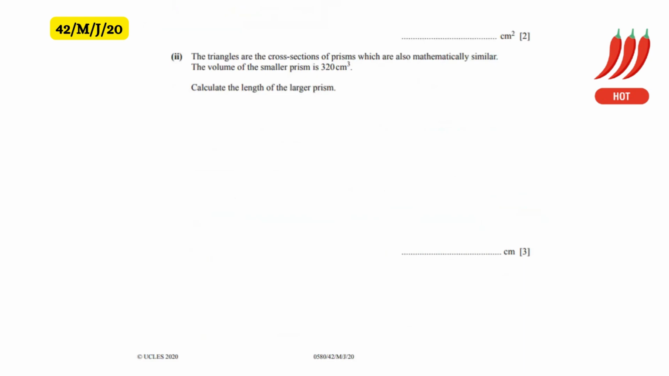Then it says the triangles are the cross sections of prisms which are also mathematically similar. The volume of the smaller prism is 320 centimeters cubed. Calculate the length of the larger prism. So the volume of the smaller prism is 320 and the cross-section area was 16. Length of the smaller prism, let's find that first: 320, which is the volume, divided by the cross-section area, which is 16. That equals 20 centimeters.